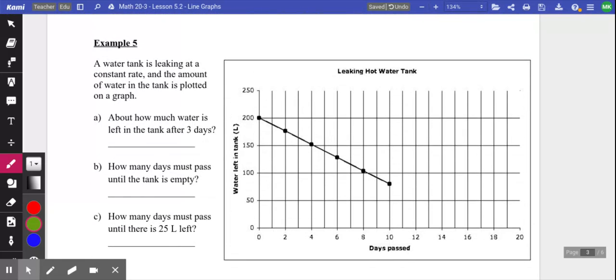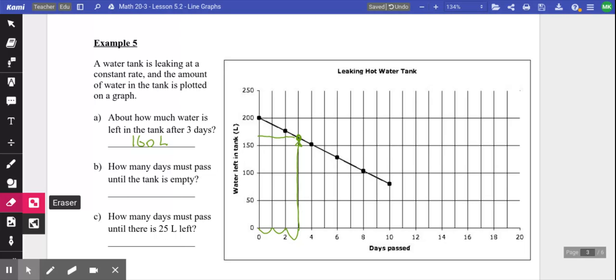Example 5, we have a leaking water tank. You can see the water is going down as the day moves on. See, it's going downwards. Question A, about how much water is left in the tank after 3 days? So after 3 days, 1, 2, 3, there's this much water left, which would be approximately, I don't know, let's say 160 liters.